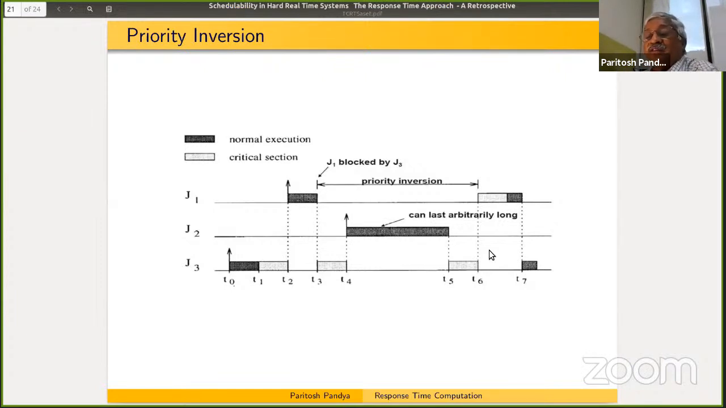I don't know how much of this is clear. You have to stare at it a little bit. But the basic idea is that there are two resources, the CPU and the shared resource. And in arranging locking between J1 and J3, J2 is coming and grabbing the priority and blocking off both J1 and J3 for a long amount of time.